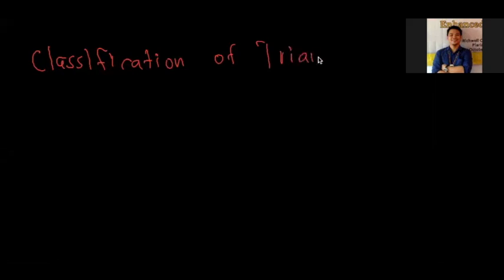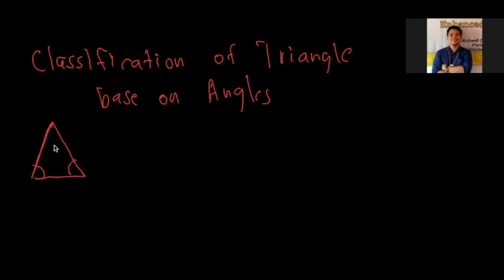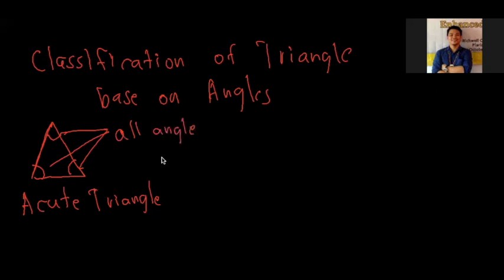And the classification of triangles based on angles is not different from the one earlier, using those types of angles. Triangles can also be classified based on their angles. For example, the first one, if all angles of a given triangle are less than 90, then we call this triangle an acute triangle. Therefore, all three angles here are less than 90 degrees.